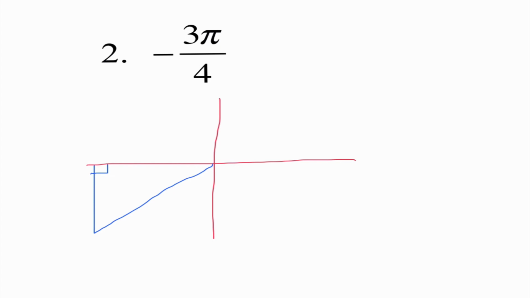Okay. Same idea. We want to figure out how far away this is from the x-axis. I know that this axis right here is like pi because a semicircle is pi, and 3 pi over 4 is 1/4 away.